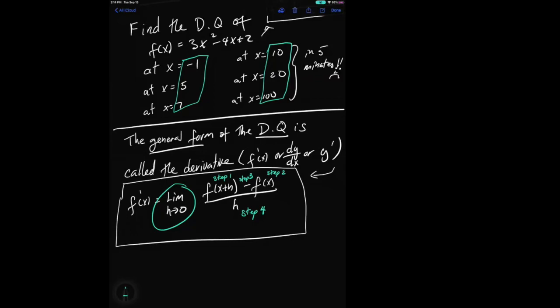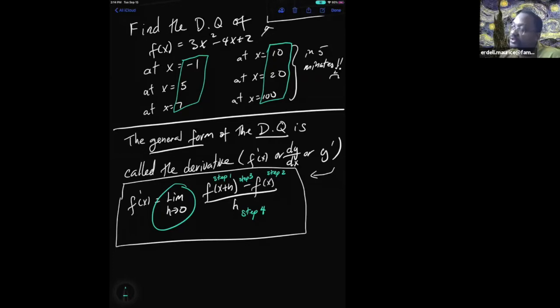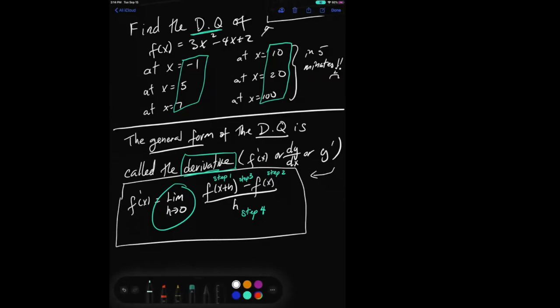Do you want us to do this method that you're teaching us if we have a problem like this, or can we just plug it in? Well, you have to follow the instructions. If the instructions say find the difference quotient, then you plug it in. If it says find the derivative, then you use this one right here. Okay? Did I answer your question? Okay, thank you.